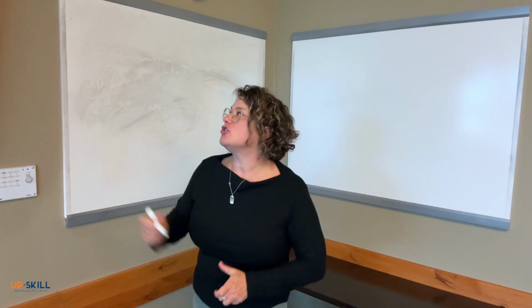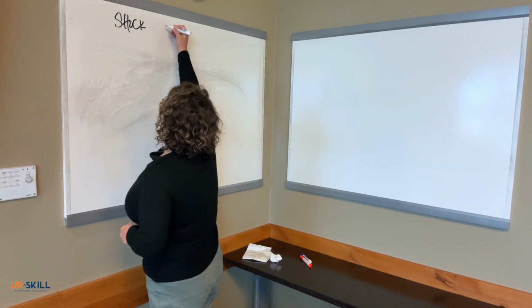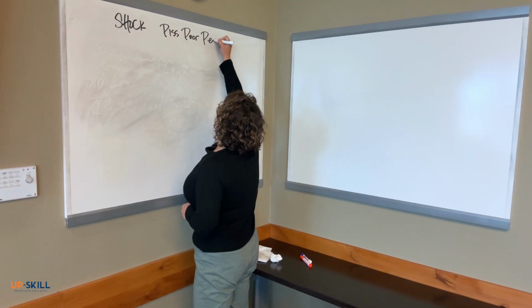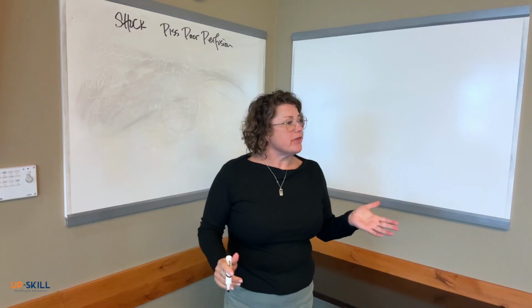What is the definition of shock? Poor perfusion, poor tissue perfusion. That's right. Poor perfusion, or poor tissue perfusion. Most notably to the brain, but really to all the tissues.